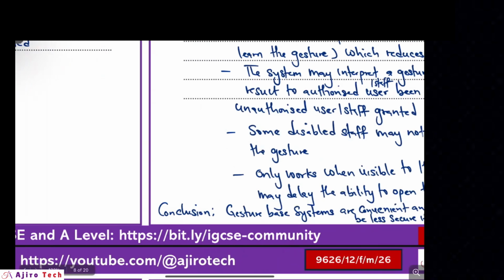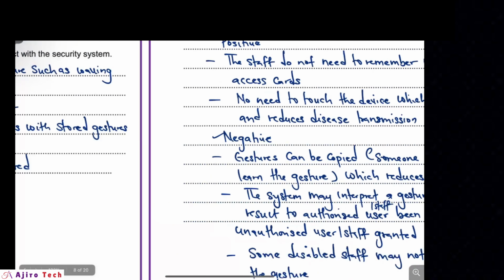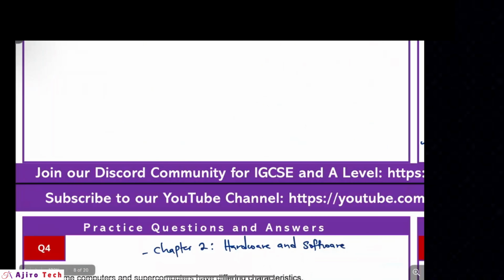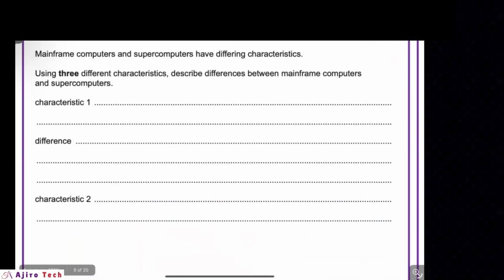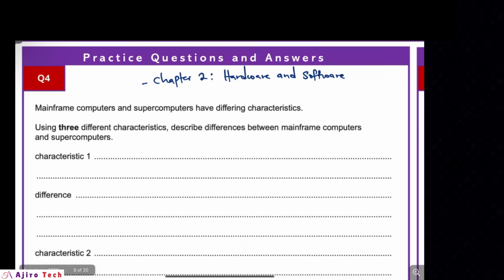That's how you do a proper evaluation. Conclude the positive, negative, and your conclusion. Very important. I'm talking about this chapter 2. Mainframe and supercomputers have different characteristics. Using three different characteristics, describe differences between mainframe computers and supercomputers using three characteristics. So let's describe it.